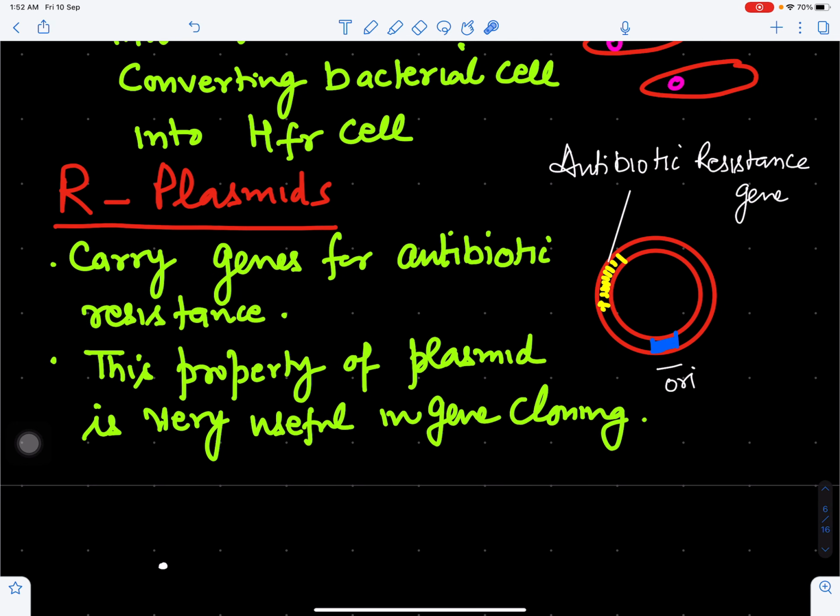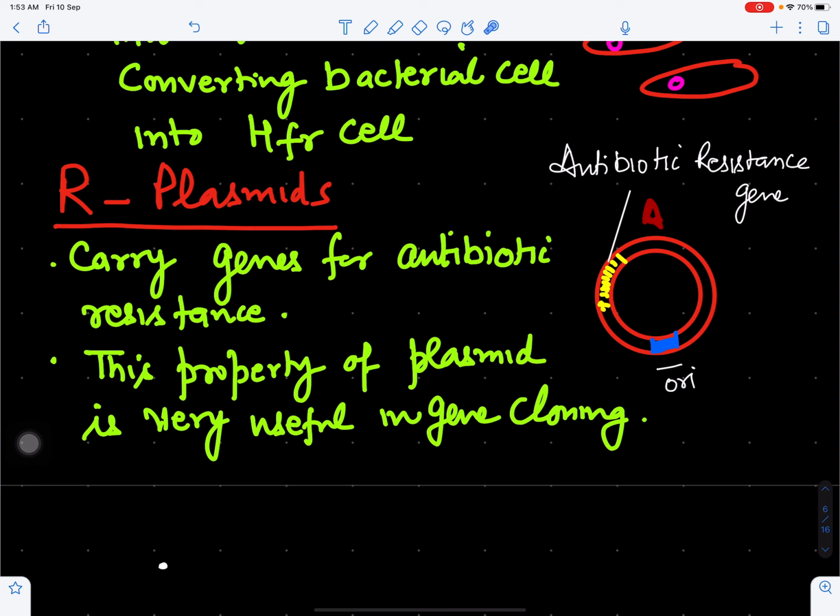The second type of plasmids are called R plasmids. Now these plasmids have an ORI point, that is the origin of replication, and they have a gene for antibiotic resistance, maybe for ampicillin, tetracycline, or erythromycin. So this gene is called the antibiotic resistant gene. Such bacteria which have this plasmid with the antibiotic resistant gene can grow in the particular antibiotic to which the plasmid is resistant. Supposing this plasmid is carrying a tetracycline resistant gene, the bacteria can grow in the presence of tetracycline.